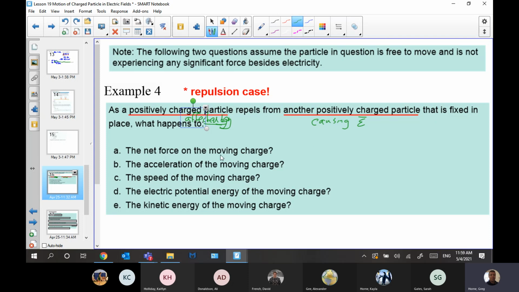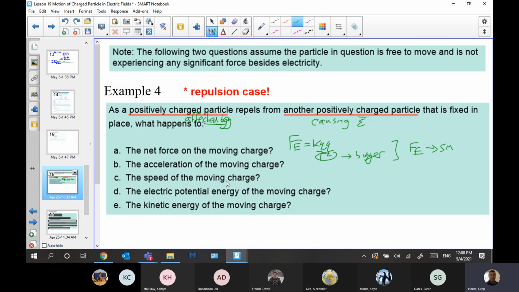Well, what's the net force on the moving charge? Positive repels, and the other is fixed in place. As it repels, what happens to the net force? It's getting farther and farther away, so of course the force is going to get smaller and smaller. We know that Fe equals kQQ over r squared. So the r squared gets bigger, and overall Fe gets smaller. What about the acceleration then? Well, if the force is getting smaller, of course the acceleration is going to get smaller.